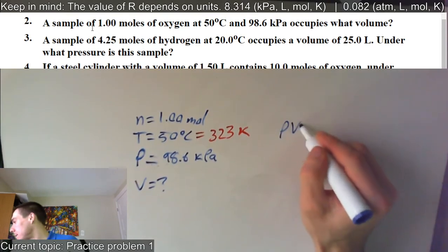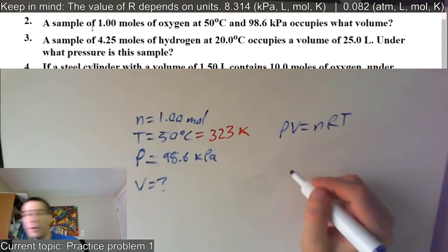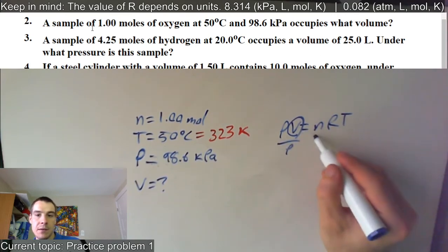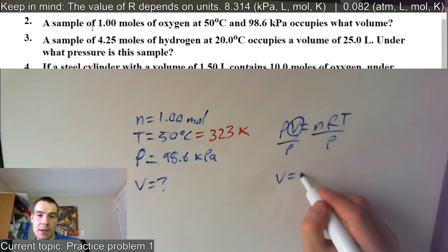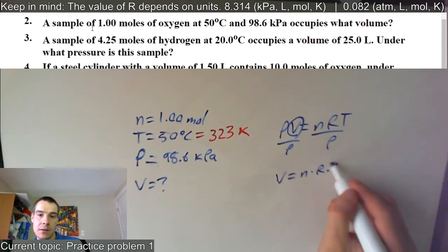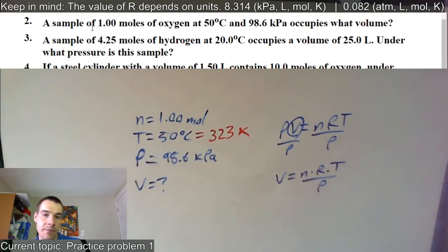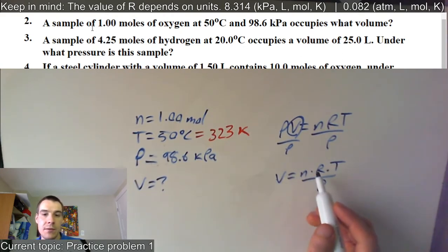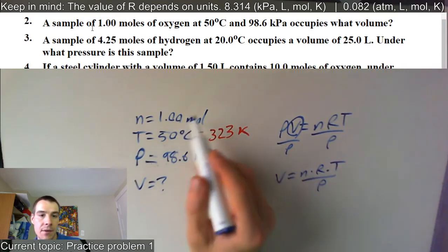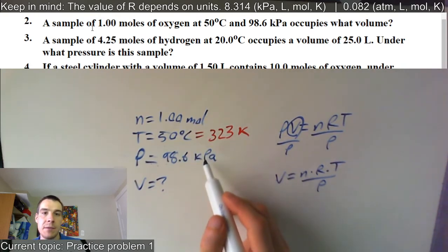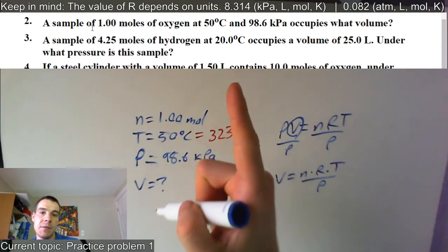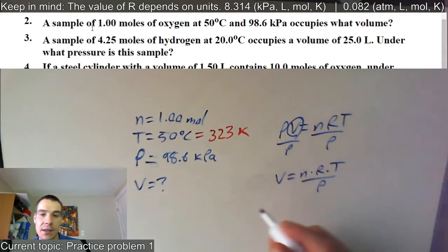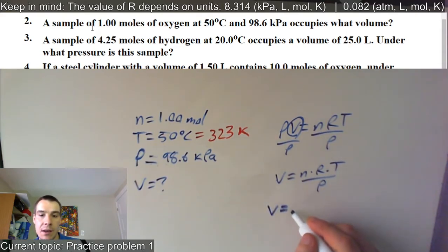Well, we have our equation PV equals nRT. We want to solve for volume, so we divide by P on both sides. Volume is nRT over P. That's our equation. We have to figure out which version of R to use. Here we have kilopascals as our pressure measurement. So we look up there, 8.314 kilopascals. The rest of it works. We've got moles, we've got Kelvin. We're going to get an answer in liters. So we're going to use our 8.314.